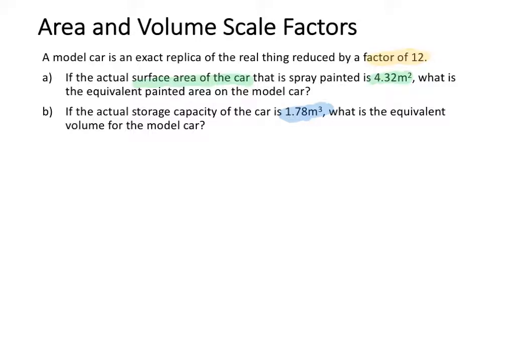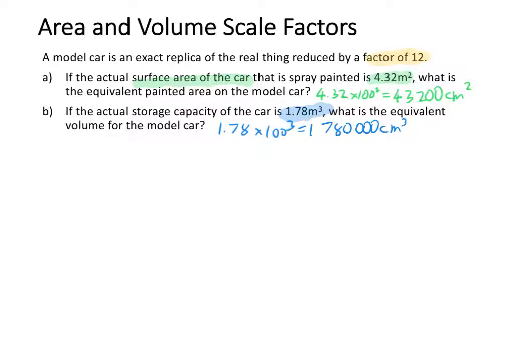The first one is the area of the actual car, which is 4.32 meters squared, and to be able to complete the calculation, that needs to be in centimeters squared. So I'm going to take my 4.32 and times it by 100 squared. So the surface area of the car is equal to 43,200 centimeters squared. I'm going to do the same for the volume, converting from meters cubed to centimeters cubed. So 1.78 times 100 cubed equals 1,780,000 centimeters cubed.